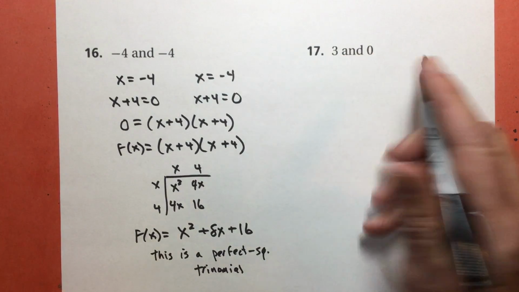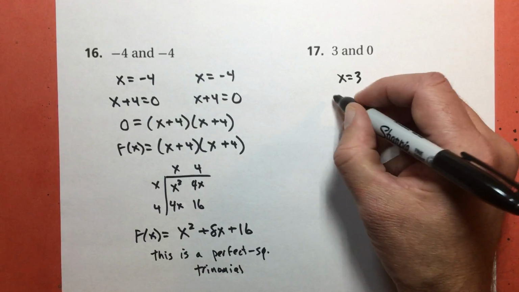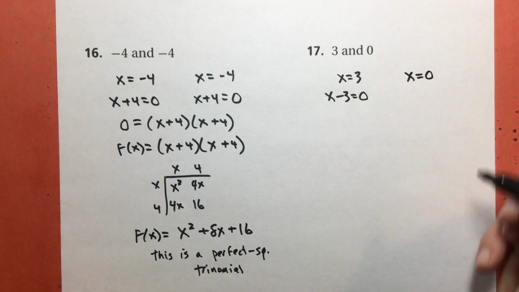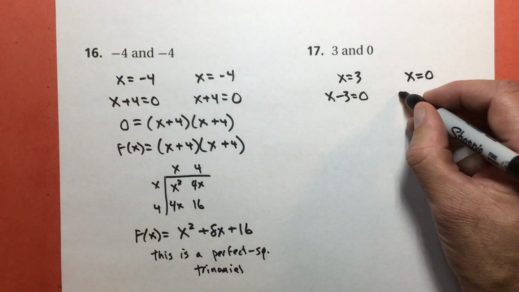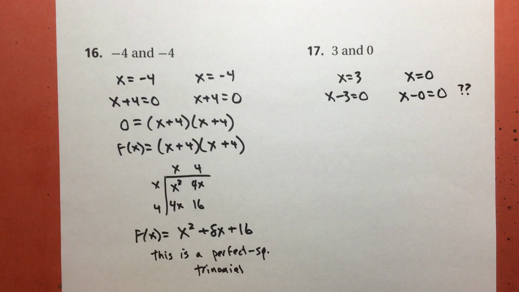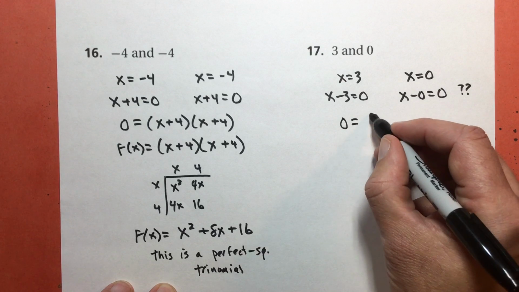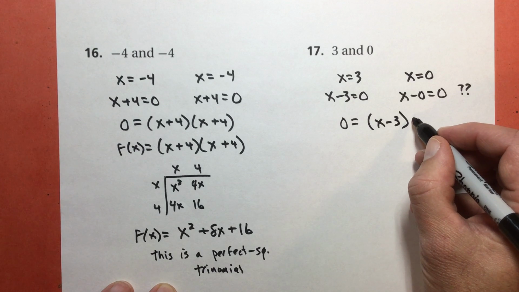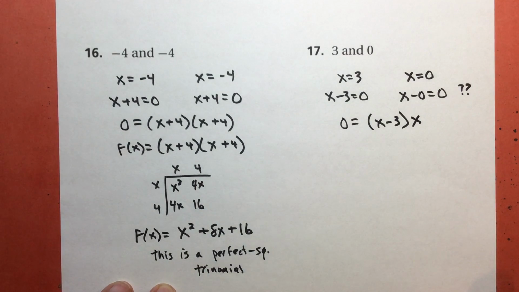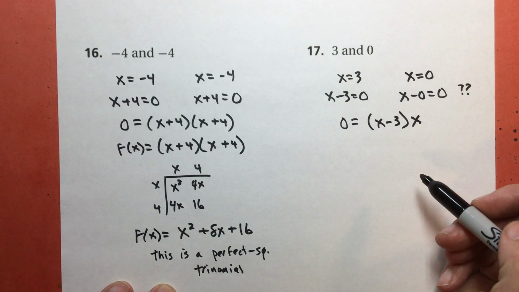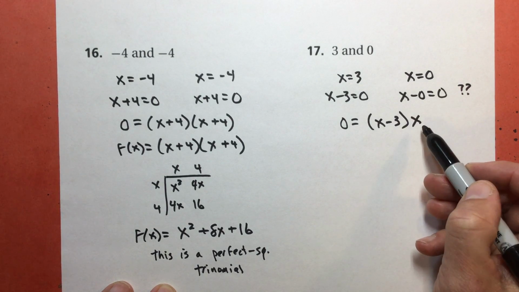Problem number 17, I got x equals 3. That tells me that x subtract 3 equals 0. And the other one is x equals 0, which kind of tells me that I got x subtract 0 equals 0. But I don't think I actually need that. I can just say x equals 0. So my equation is going to be x subtract 3 times x. Now if you want to put x subtract 0, just remember x subtract 0 is the same as x. So I think I only need x because it's keeping it simple.